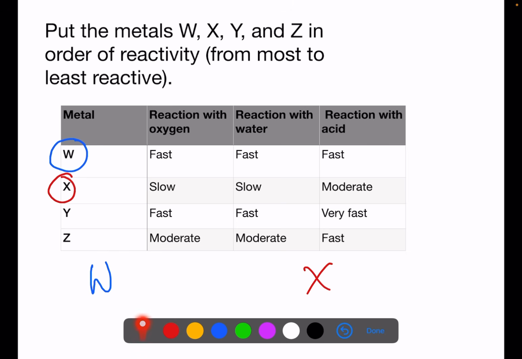Looking now at Y and Z, we can see that Y reacts quickly with oxygen and water and very quickly with acid, whereas Z only has a moderate reaction with oxygen and water and a fast reaction with acid. Therefore, Y must be our second most reactive metal and Z our third.